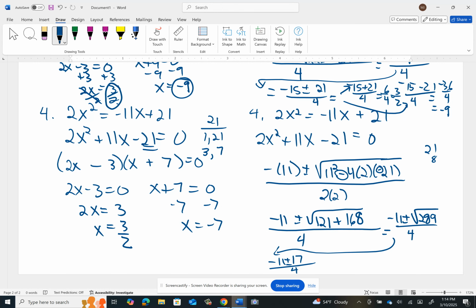And then you do the two possible answers. So it's negative 11 plus 17 over 4. Okay, that's one of them. The other one would be negative 11 minus 17 over 4. So negative 28 over 4, which would be negative 7. And over here we get 6 over 4, which is 3/2.